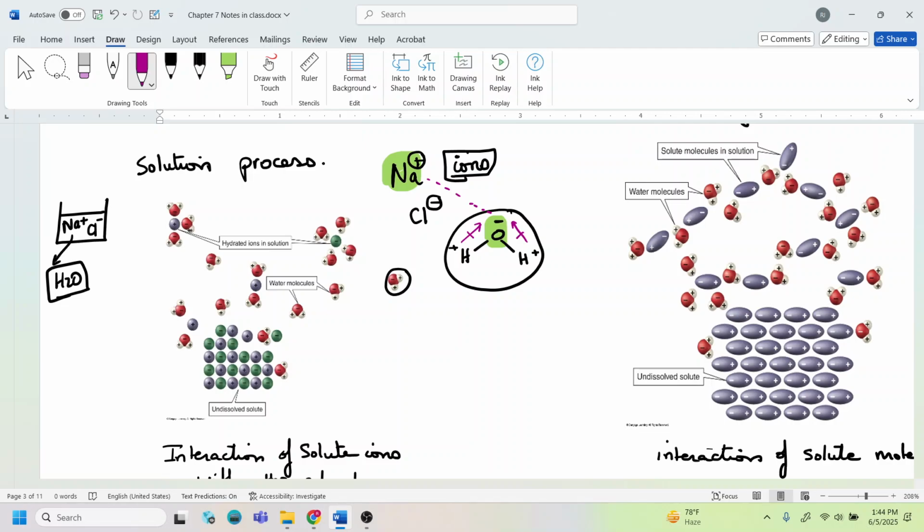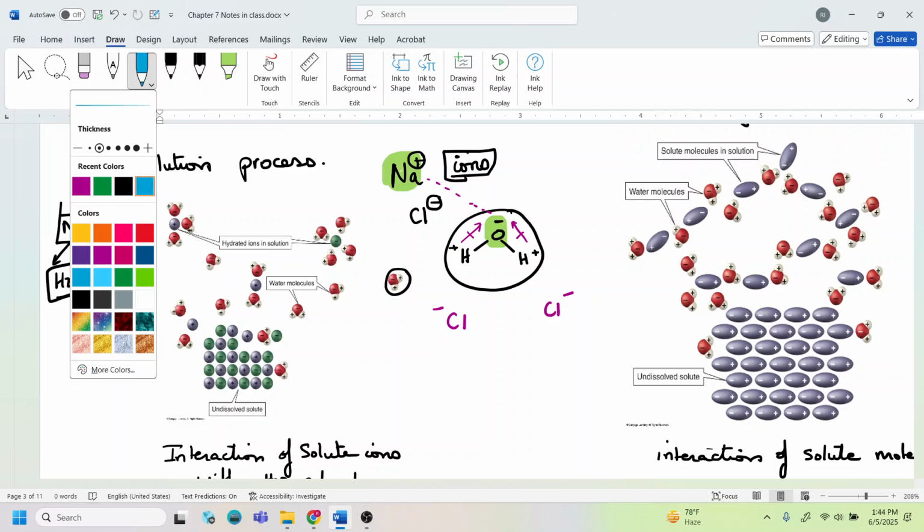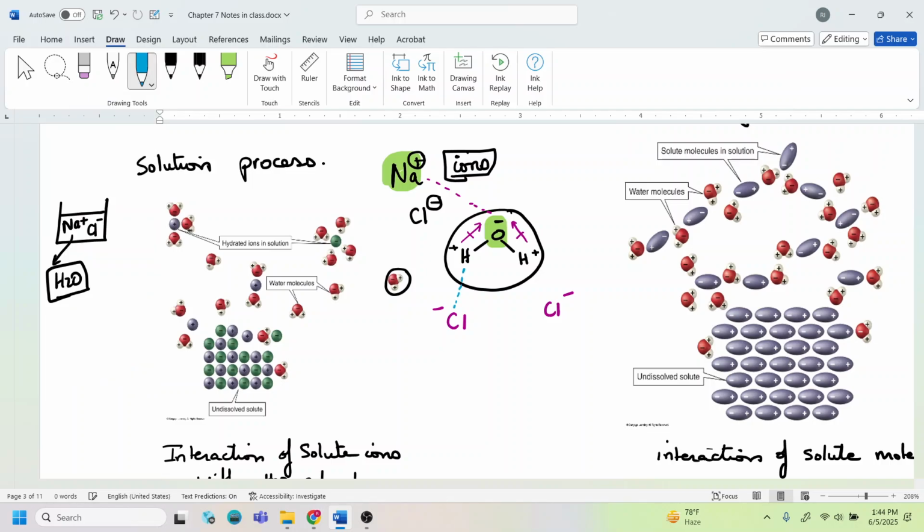Okay? At the same time, you have the Cl minus in the solution. The Cl minus is going to interact with the hydrogen because different charges, remember, attract each other. Same charges repel each other. So over here, I would have an interaction between the hydrogen and the chlorine.